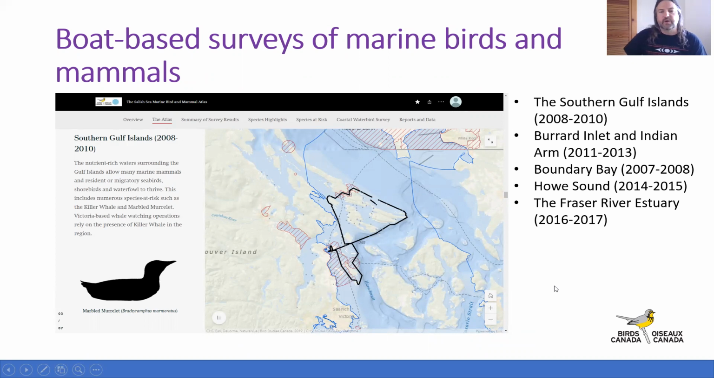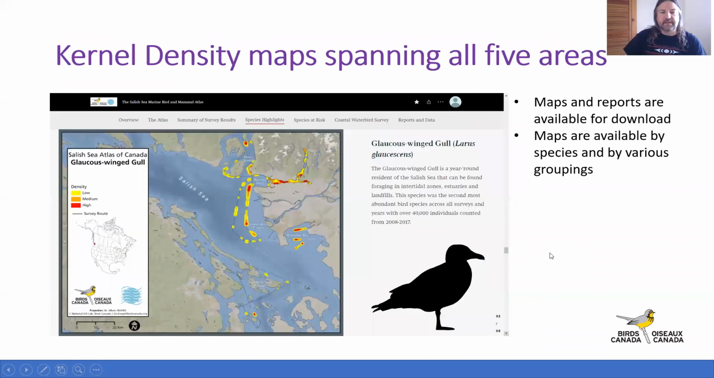That information would all be entered into a centralized database, which allows us to do some really cool maps. In this case, a kernel density map for glaucous winged gull. And you can see by the coloring here on the map, it's showing the low, medium, and high areas of density for this particular bird across all seasons in a year.